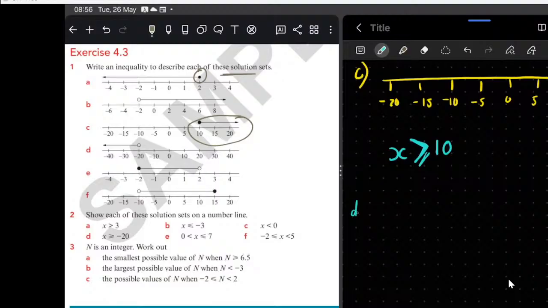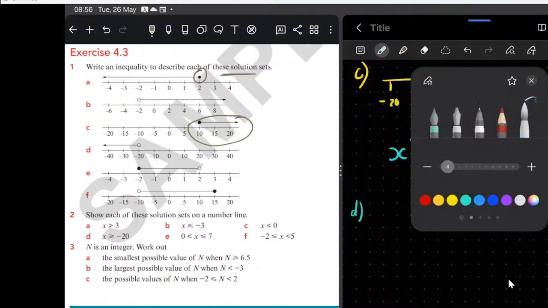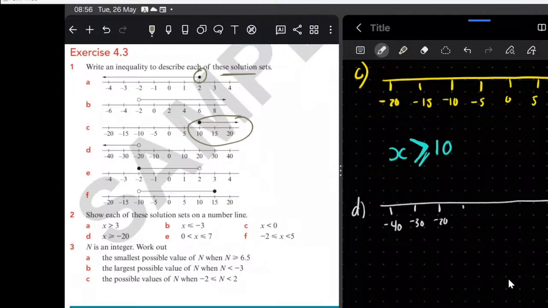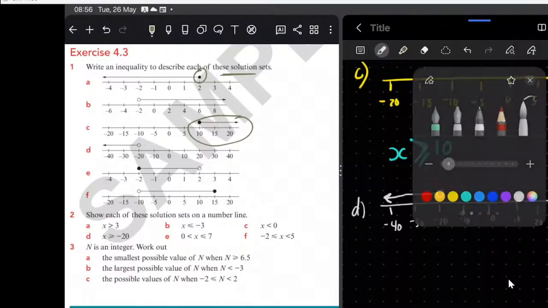All right. Now we're going to D. Negative 40, negative 30, negative 20, negative 10, 0, 10, 20, 30. This is the number line they gave you. And you can see it starts at negative 20 and it's going towards the left-hand side.